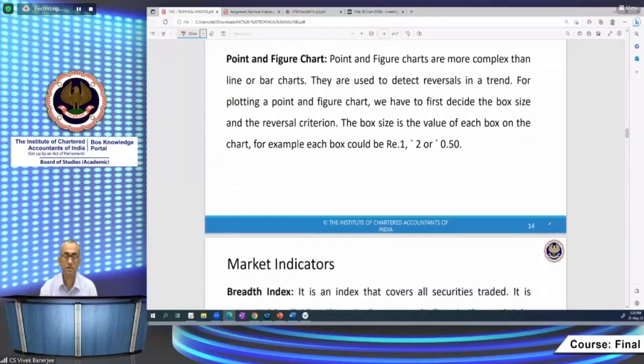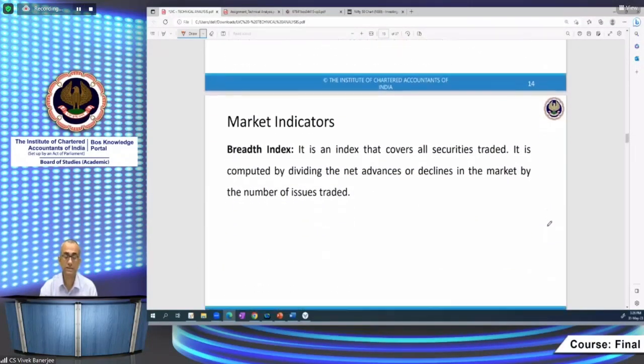After this charting techniques, now move to market indicators. First market indicator is the breadth index. So what is this breadth index? Breadth index is an index which covers all the securities traded. It is computed by dividing the net advances or decline by the number of shares issued.